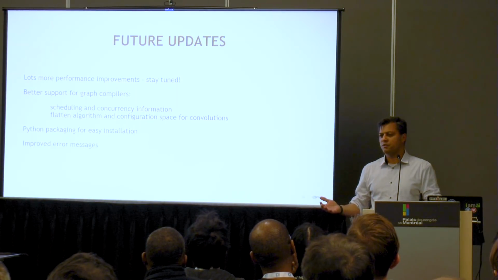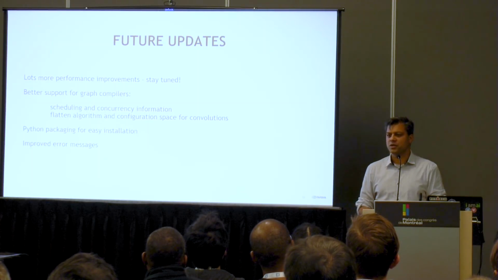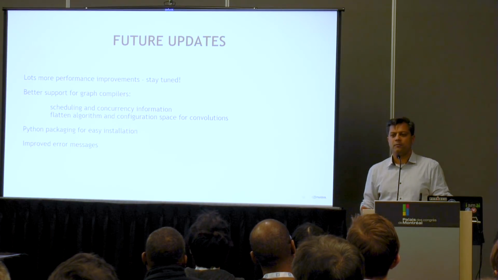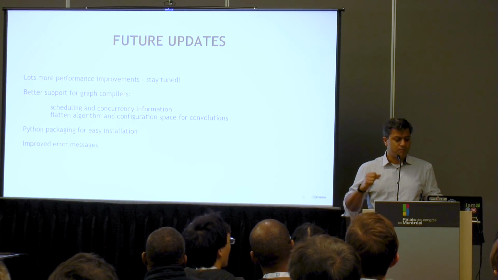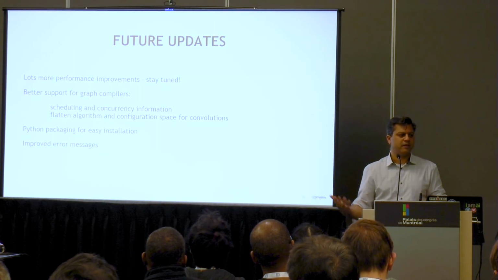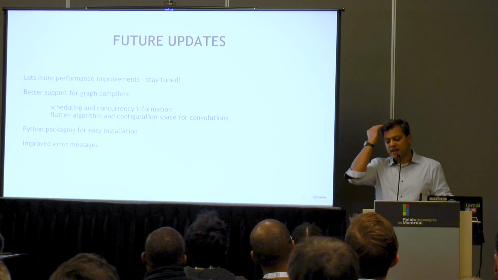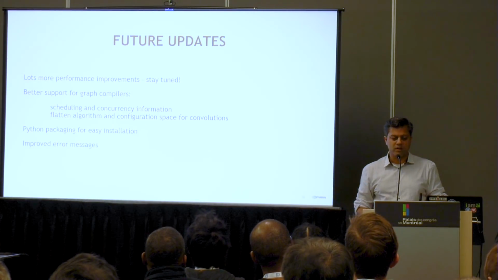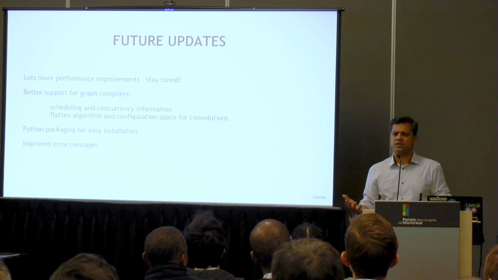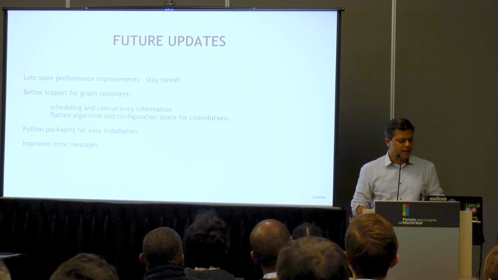One is we're planning on providing Python packaging to make it much easier to install cuDNN, improving the error messages that come out of it, as well as better support for graph compilers, which could be helpful if you're doing systems research in this area. Just to give you an example, in case you're not familiar, graph compilers include things like XLA or TVM.